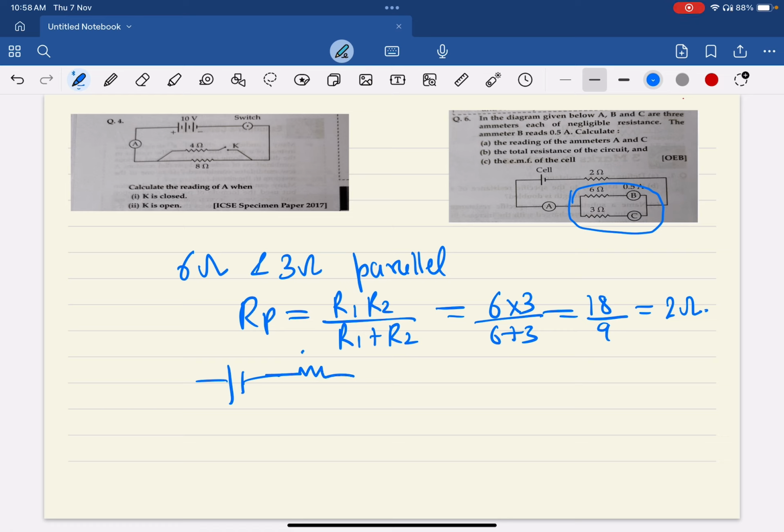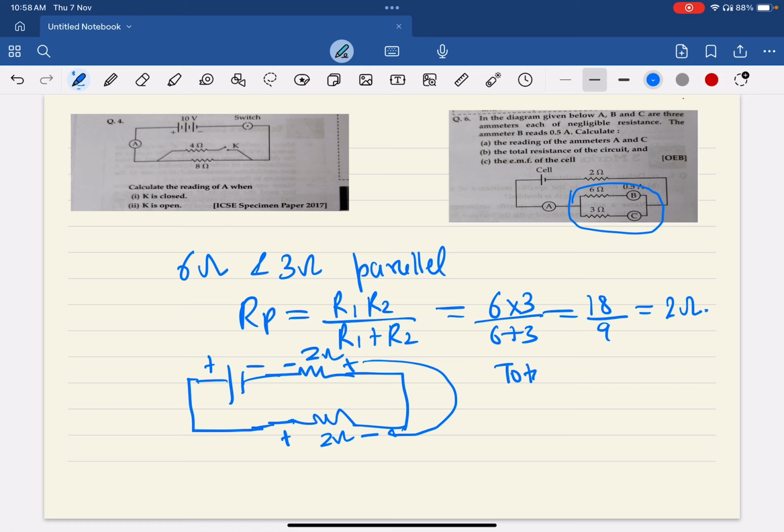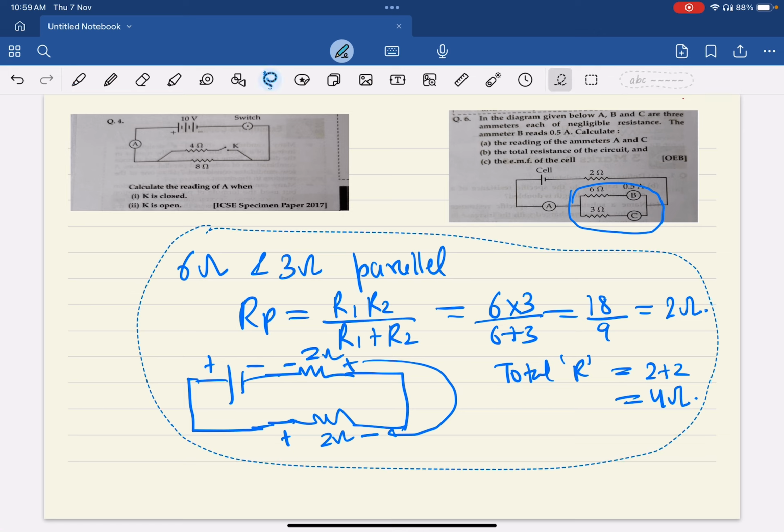So we have a 2 ohm resistor here. We have a 2 ohm resistor here for the parallel combination. I'm not keeping the ammeters. Just understand this is plus minus. So this end is plus, this is minus. This end of the resistor is minus, this is plus. You can see plus of one is connected to minus of the other. That's a series combination. So now what is the total resistance of the circuit? It should be 2 plus 2 or 4 ohms. So that is how we figure out the total resistance of this circuit.